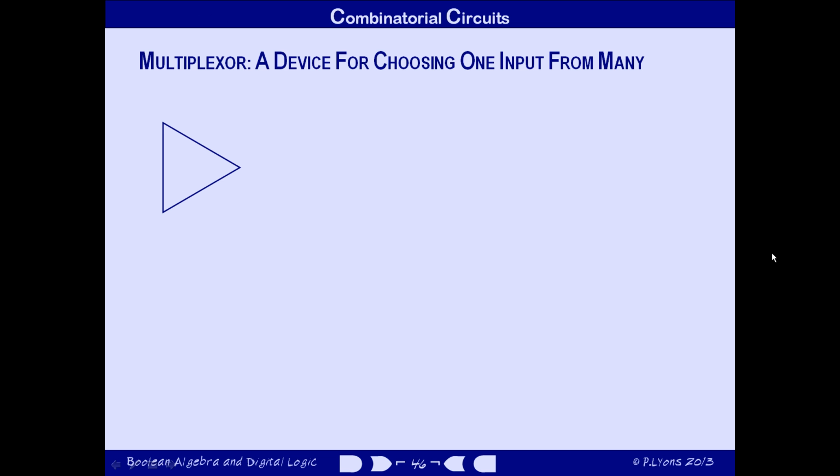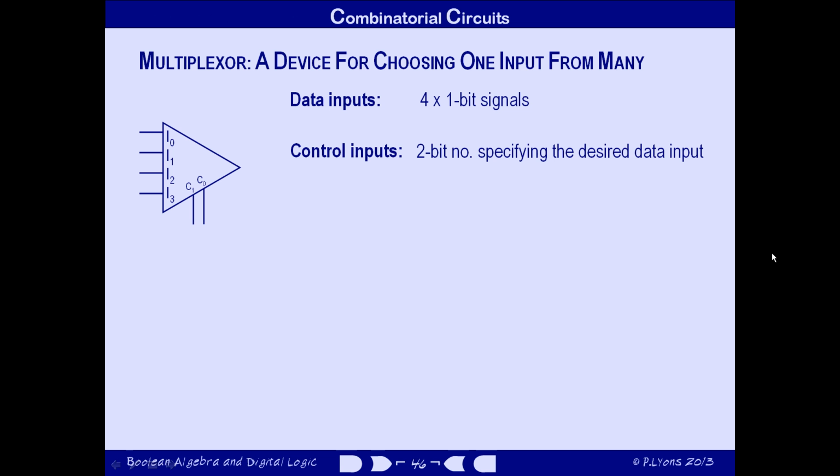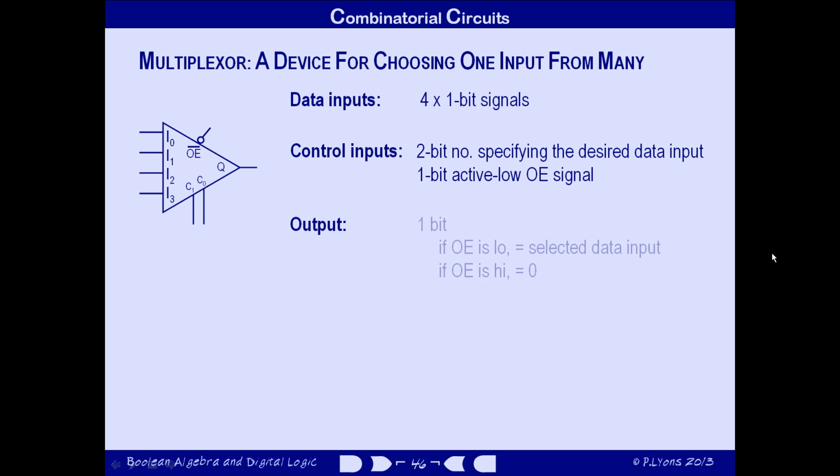The circuit symbol for a multiplexor is a triangle that's usually drawn on its side, with many data inputs coming in on the vertical side. Some control inputs that specify which of the data inputs the device will output, connected to one of the other sides, and an output enable control input that turns the whole thing on or off, and a single data output coming from the vertex. If that output enable signal is low, the data output will be identical to the input specified by the control inputs. If it's high, the data output will be 0.